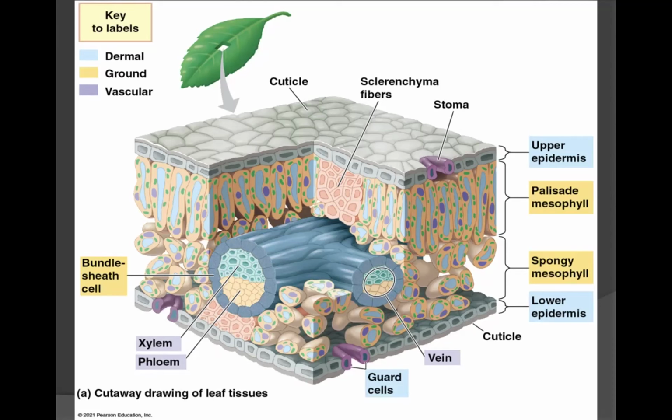This is then enclosed by the lower epidermis. Also note the presence of a waxy cuticle on the upper and lower epidermis. Within the mesophyll, palisade and spongy, there will be bundle sheath cells that contain the xylem and the phloem. These will help to distribute water and minerals, and as well they will carry the organic compounds made by photosynthesis to the rest of the plant.